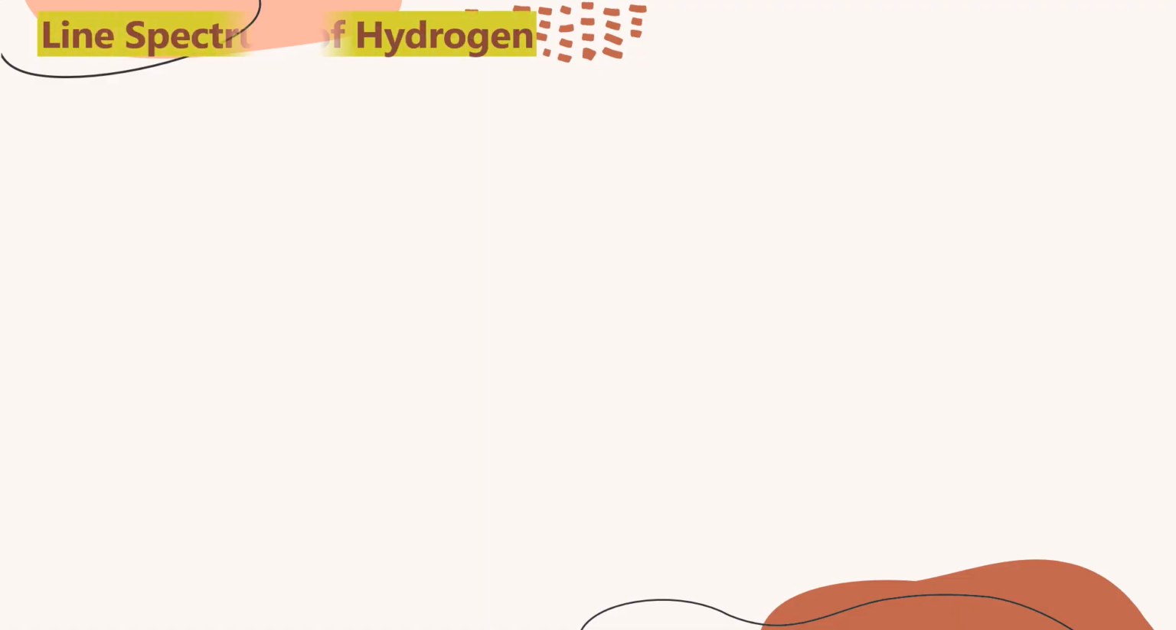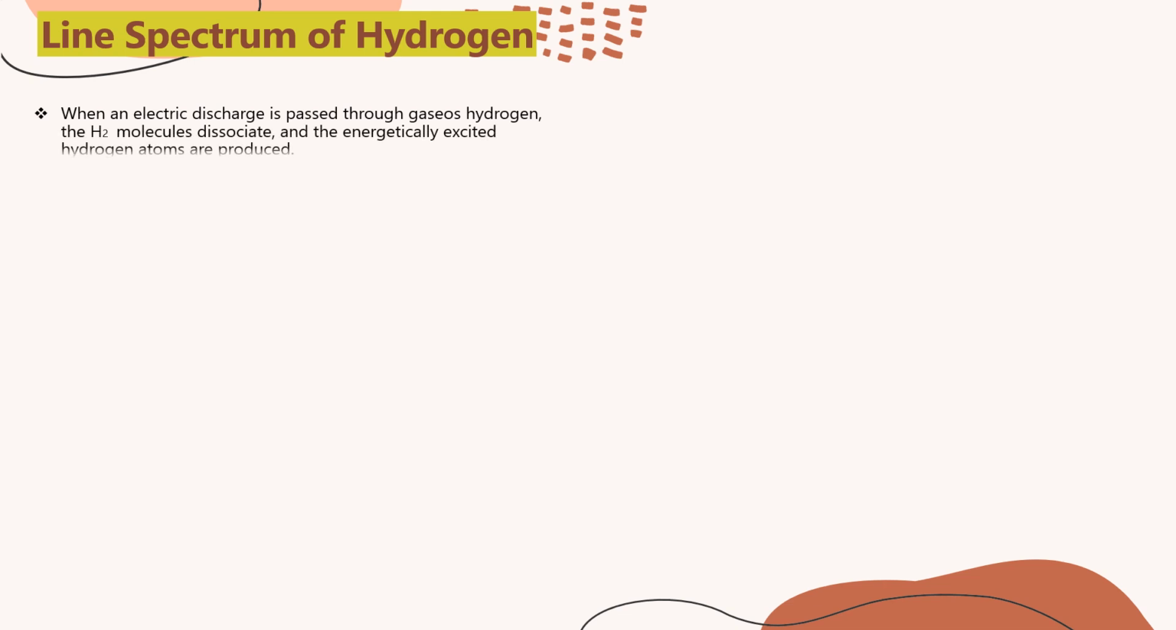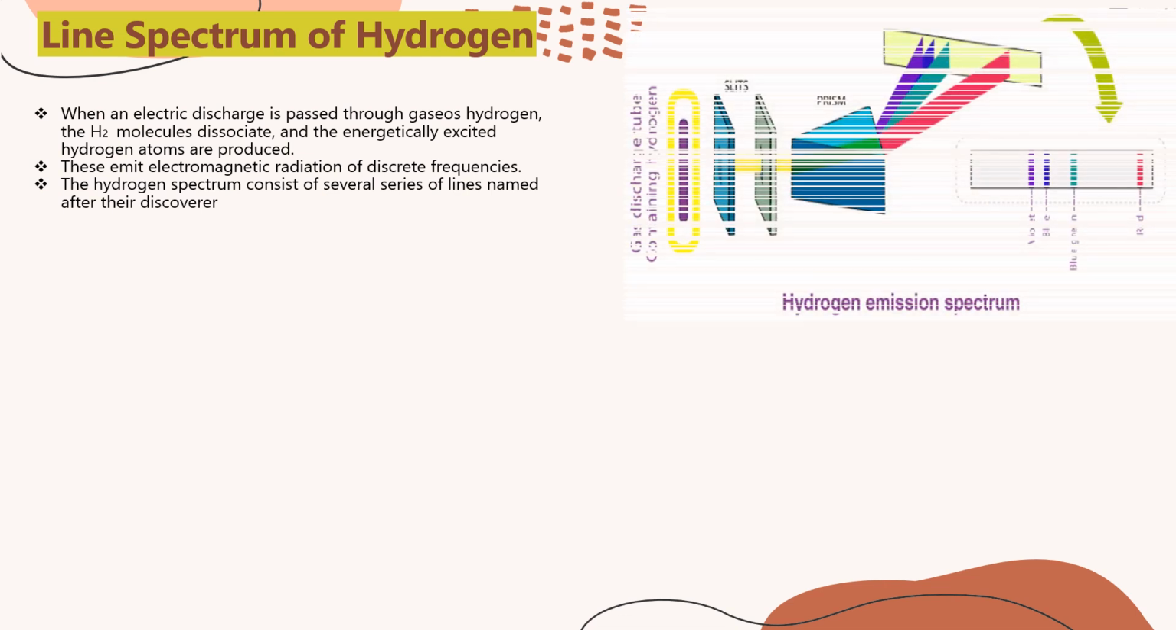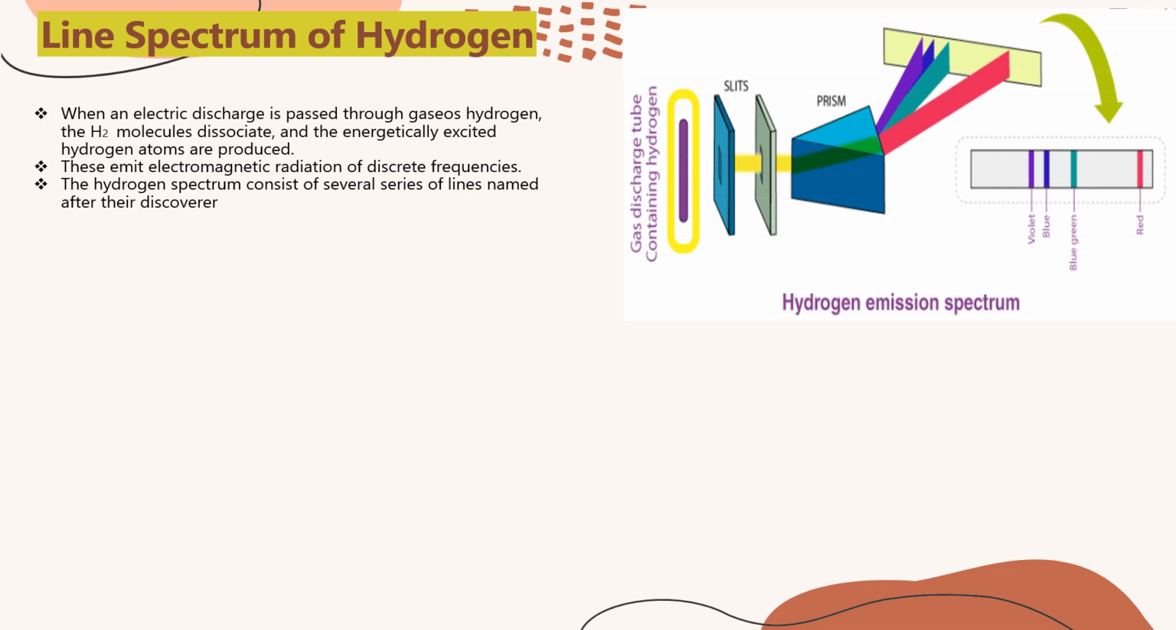Line spectrum of hydrogen. When an electric discharge is passed through gaseous hydrogen, the hydrogen molecules dissociate and the energetically excited hydrogen atoms are produced. These hydrogen atoms emit electromagnetic radiations of discrete frequencies. The hydrogen spectrum consists of several series of lines named after their discoverer.